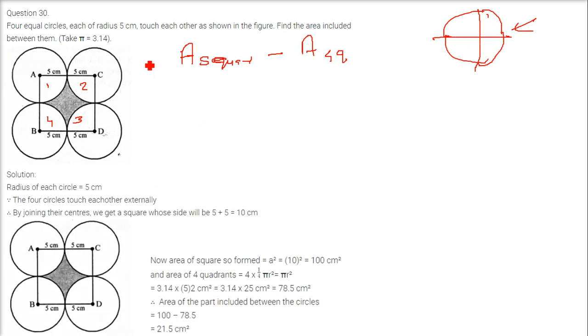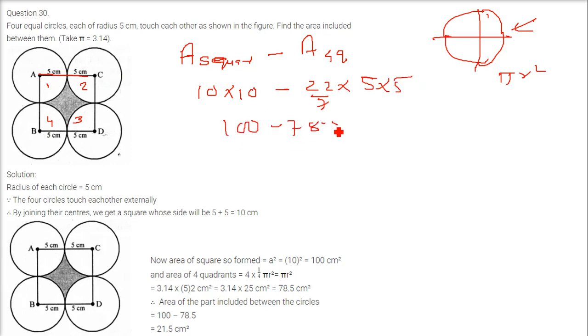So what is the area of the square? Because the side is given. So this is 10, 5 plus 5, 10. So we have 10 into 10 is the area of square. Now what is the area of 4 quadrant? It is pi r square, because these all 1, 2, 3, 4 combined make a circle only. So pi into radius, which is 5, 5 into 5. This is 100 minus 78.5, and this is going to be 21.5 centimeters square. And this is your answer.